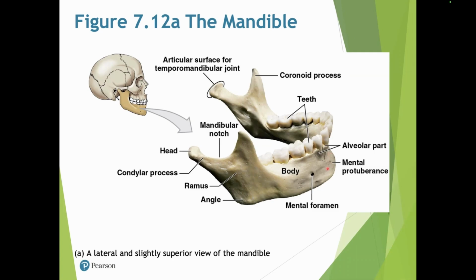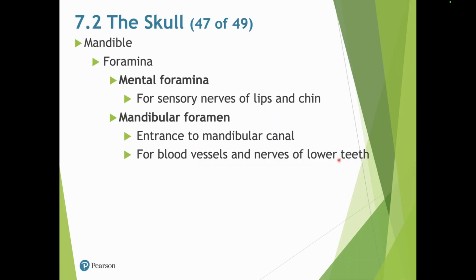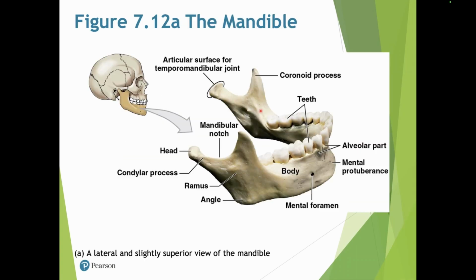So let's look here. The part of the chin that juts out is called the mental protuberance. The holes on each side, the right and the left side, you can't see the other side, that's the mental foramen. That's where you're going to have those blood vessels and nerves, and I believe sensory nerves, excuse me, for the lips and the chin. The alveolar part, we talked about that. Alveolar part is where the teeth essentially are attached to the bone. It's not the teeth themselves, but where they attach to the bone.